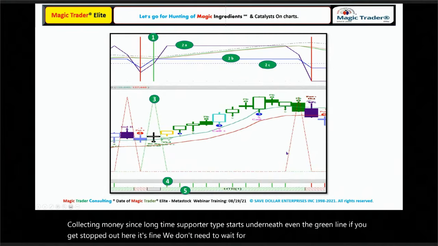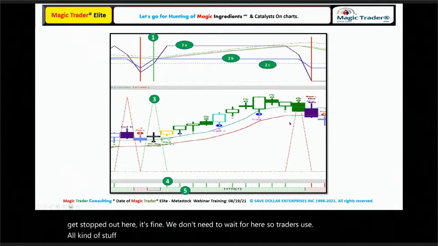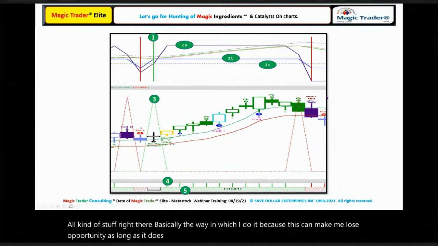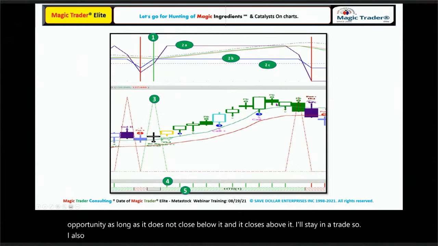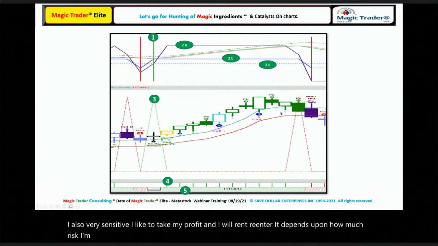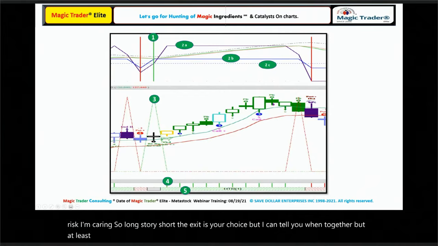So traders use all kinds of stuff, right? Basically, the way in which I do it, because this can make me lose opportunity, as long as it does not close below it and it closes above it, I'll stay in the trade. So I'm also very sensitive. I like to take my profit and I will re-enter. It depends upon how much risk I'm carrying. So long story short, the exit is your choice, right? I can't tell you when to get out, but at least they tell you to get out, right?